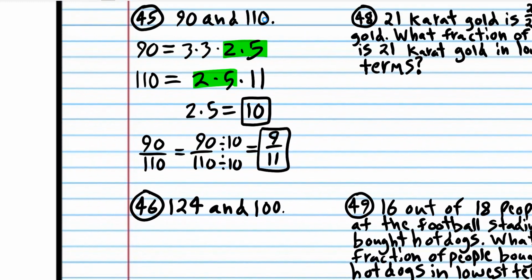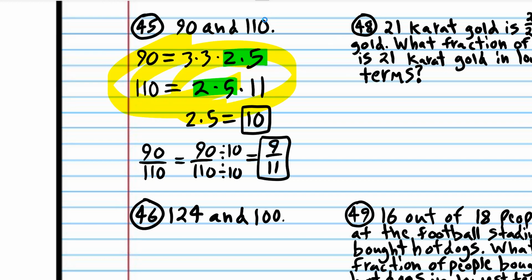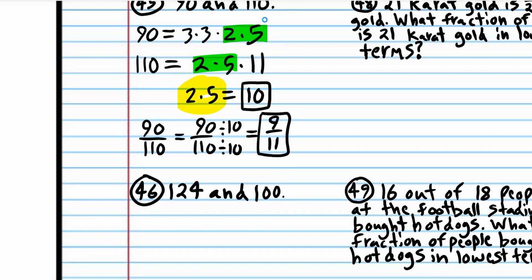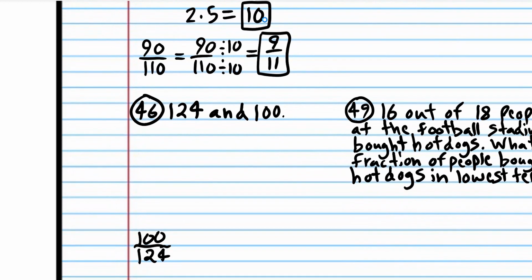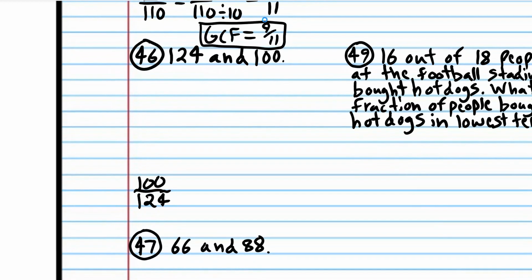Factor 124 and 100, as you saw me do up here, and circle the common factors and then recombine them. I had to recombine 2 and 5 to get 10, which is the GCF. And I'd like you to write GCF equals, and then the reduced fraction, 9 over 11, so I didn't do that. So that'll be the final answer. So try 46, and when you come back, we'll do it together.